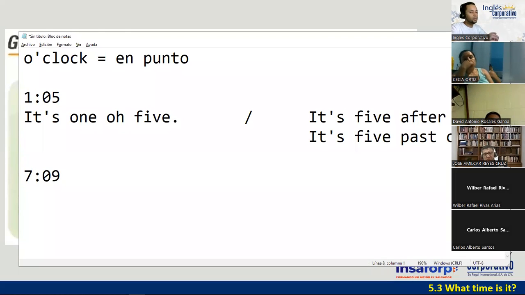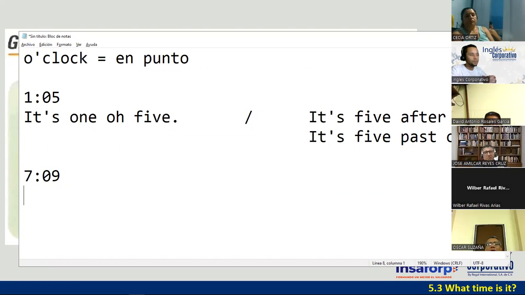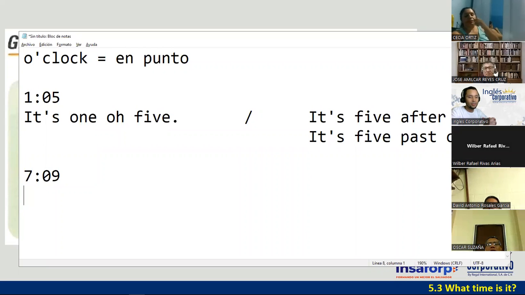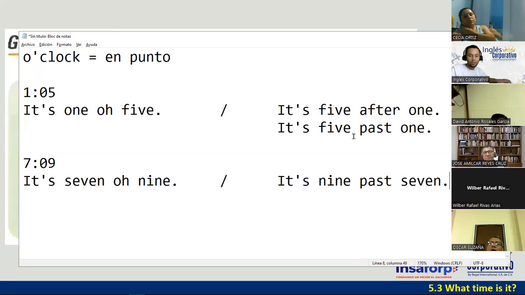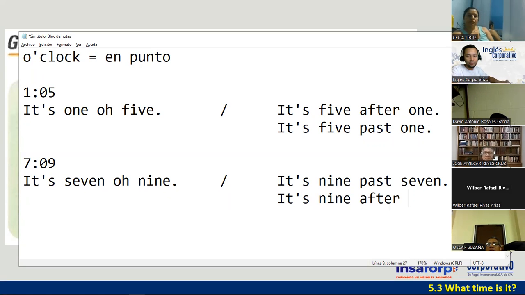What time is it? ¿Quién me puede decir? Cecia. It's 7:09. Decimos it's 7:09. O podemos decir it's, ¿cuál sería la otra forma? It's 9 past 7. Okay, it's 9 past 7. O podemos decir también, ¿verdad? La otra manera que habíamos visto. It's 7:09. Es posible también decirlo así.